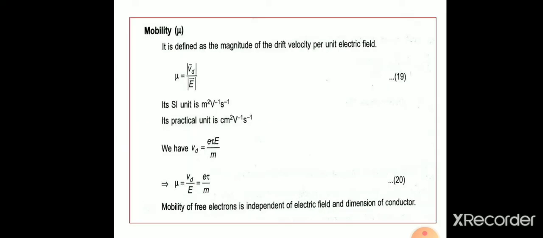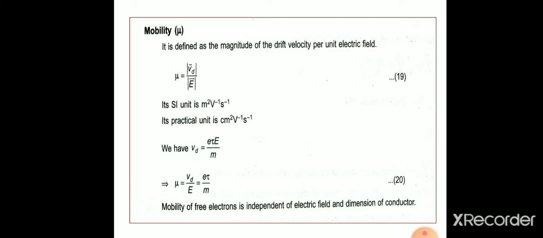Mobility is defined as the magnitude of drift velocity per unit electric field. It is denoted by the symbol mu. Mu is equivalent to modulus of drift velocity divided by modulus of electric field. The unit of mobility is meter square volt raised to minus 1 second raised to minus 1.